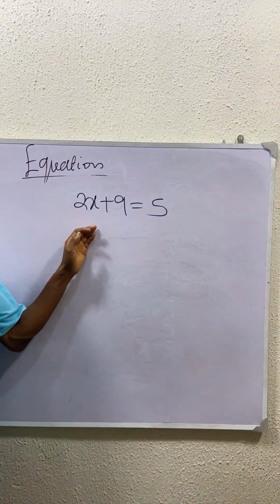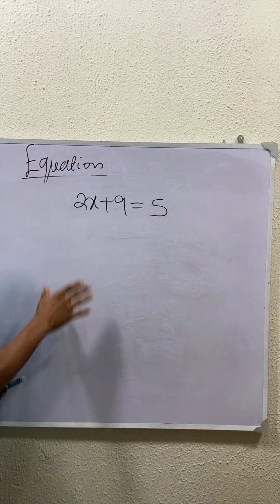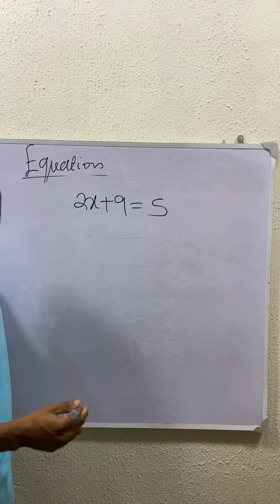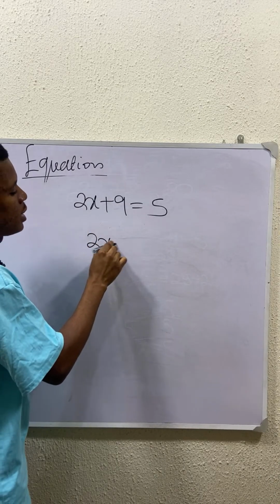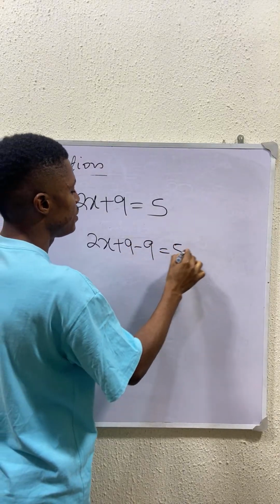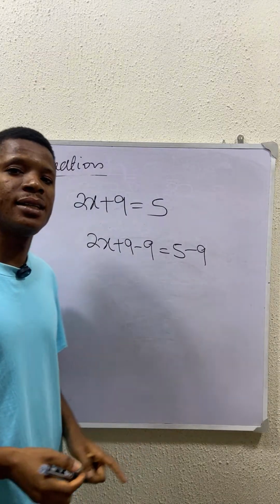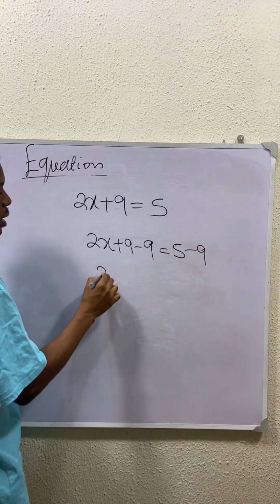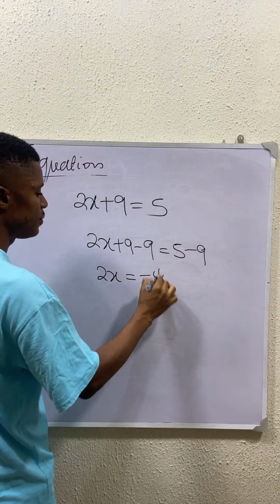Okay, since we have 2x plus 9 is 5, the first thing you have to do is to subtract 9 from both sides so that you collect like terms. So this is 2x plus 9, take away 9, is equals to 5, take away 9. Okay, so 9 minus 9 is what? 0. We have 2x is equals to 5 minus 9, which is minus 4.